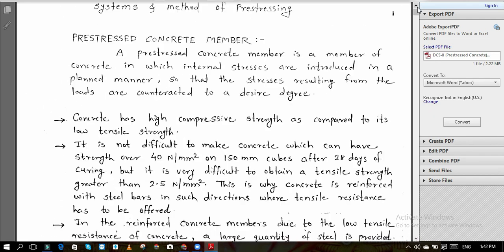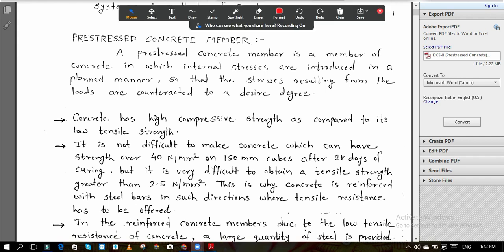So, the first point: what is the necessity? Why do we go for prestressed concrete? The introduction of prestressed concrete is also covered in all these points. So we will go one by one through all the points. Concrete has a high compressive strength as compared to its low tensile strength. All of us know that concrete is very good in compression, but it is weak in tension. That is the first point to start with.